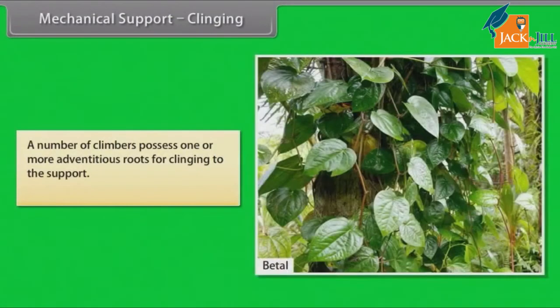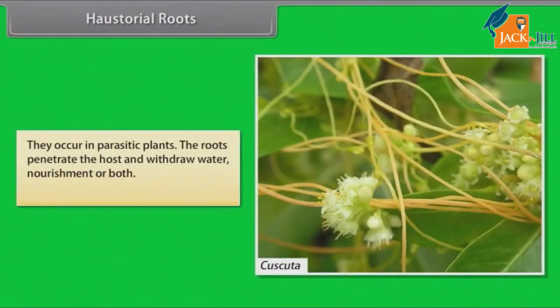Mechanical support, clinging. A number of climbers possess one or more adventitious roots for clinging to the support. Examples: betel, tecoma, ivy. Haustorial roots. They occur in parasitic plants. The roots penetrate the host and withdraw water, nourishment or both. Examples: Cuscuta, Viscum.